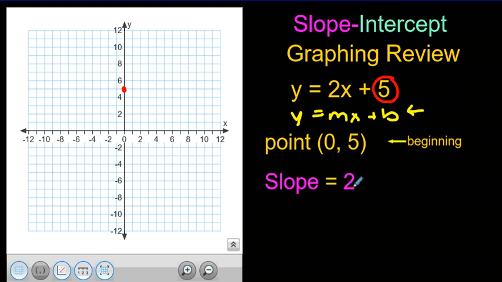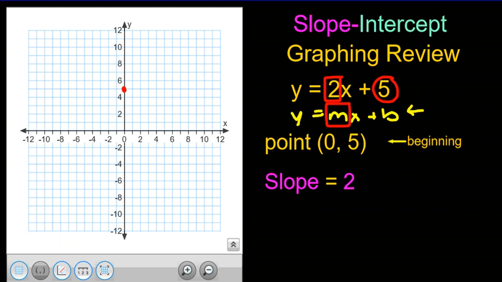Now I have my slope of 2. Remember, the slope is the m value. It's actually the coefficient in this variable term. So 2x is your variable term, and 2 is the coefficient, the known factor in a variable term.